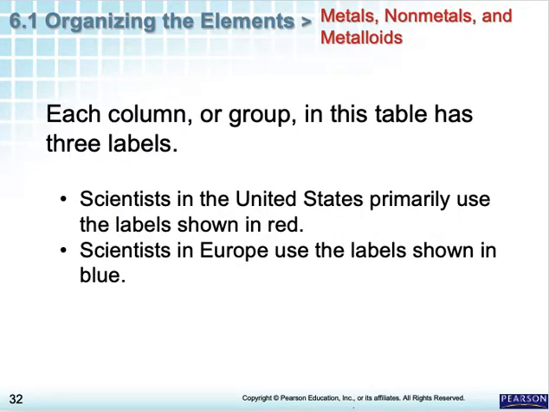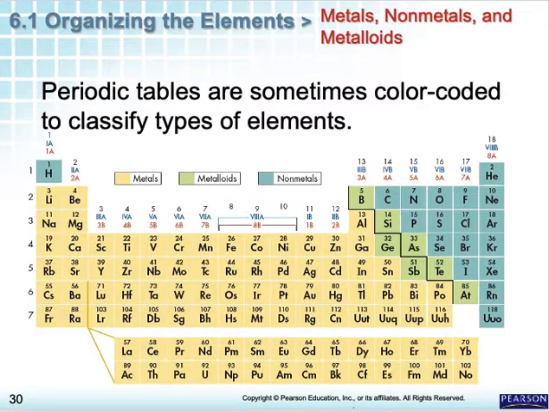Each column or group in this table has 3 labels. That's because we can't all decide on how to label the columns. In the US, we use those shown in red. In Europe, they use the ones in blue. So I'm going to go back to that slide and show you. We use the ones that are 1A, 2A, 3A, 4A, etc. International scientists typically do just 1A, 2A, and then they have 3, 4, 5, etc.